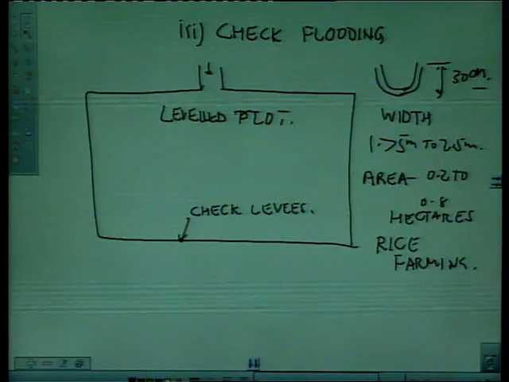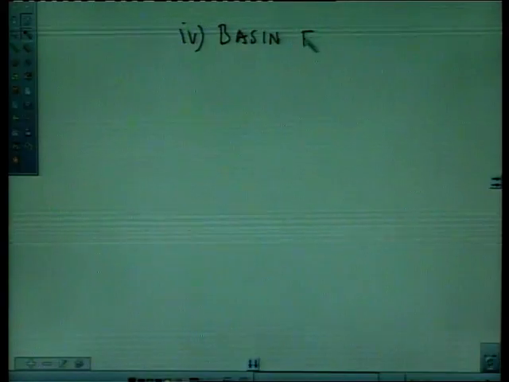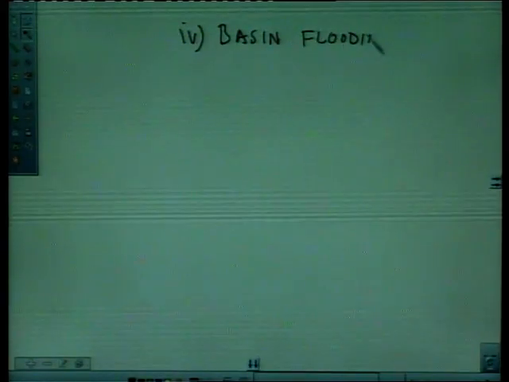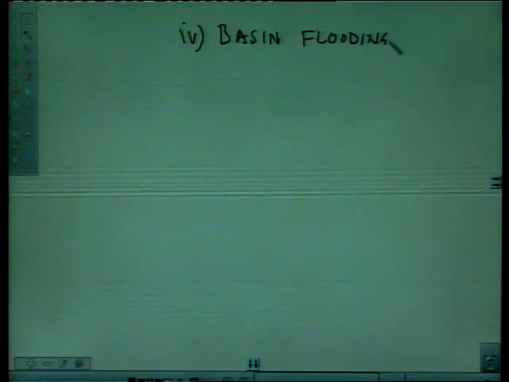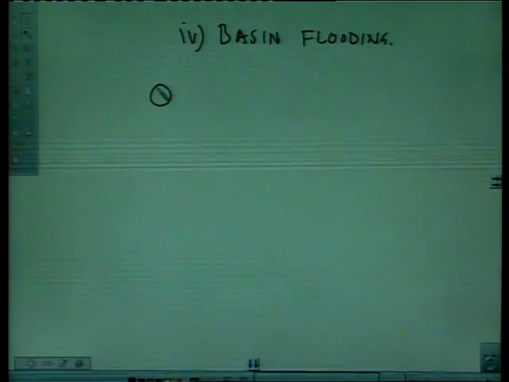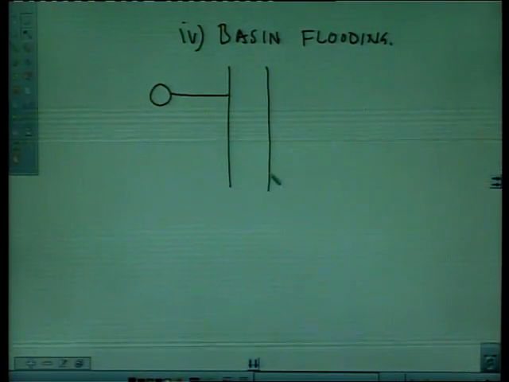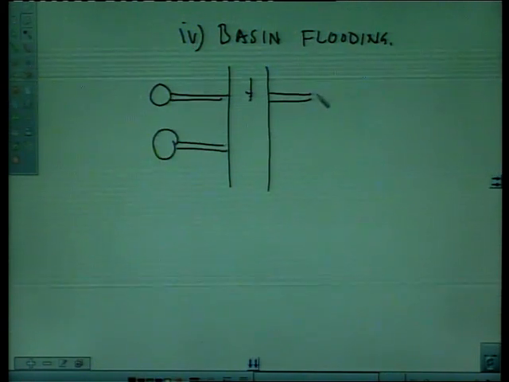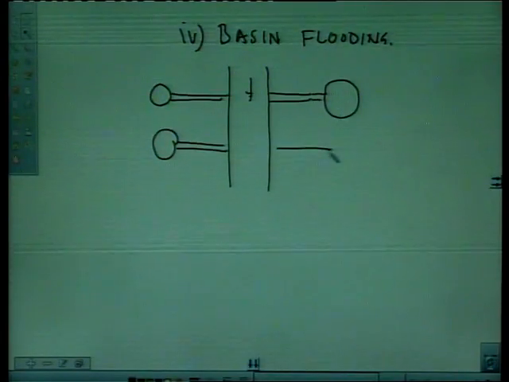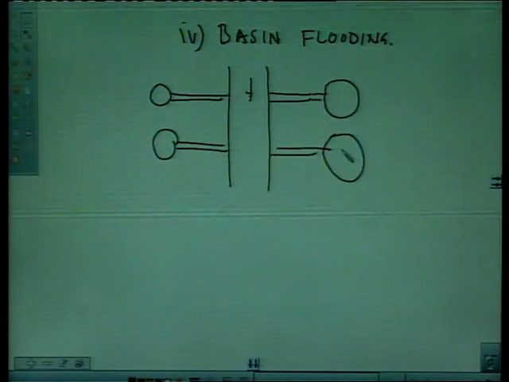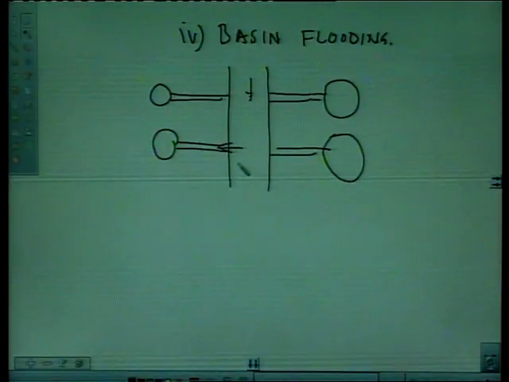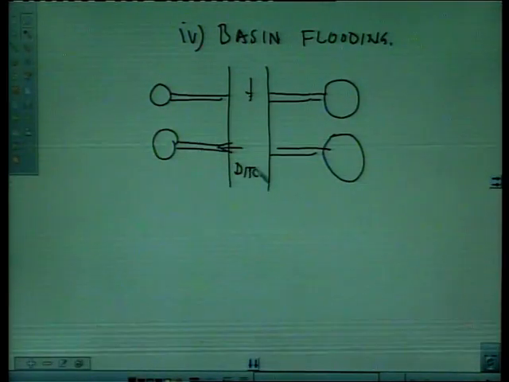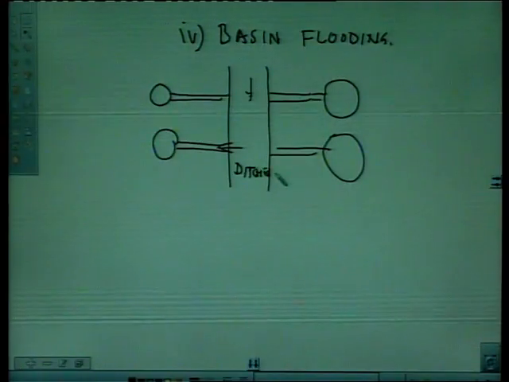Then we are having basin flooding. In this case, trees are given access from the main ditch, and there are small pockets 1 to 2 meter in diameter, and they are fed through this main ditch portion. Basin flooding.